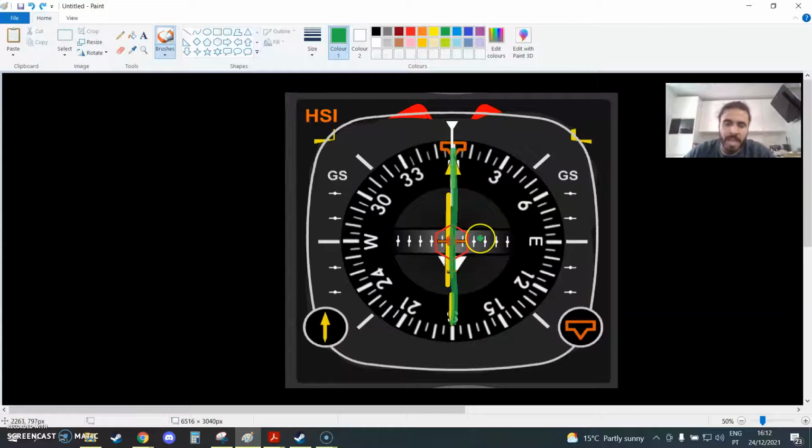When we select this line of position, what does the CDI tell us? It's centered. This yellow line is centered, which means we are on top of this line of position. Very good. So we know that the VOR is here, we are somewhere on top of this line of position, and we are heading this way, because this is our heading.